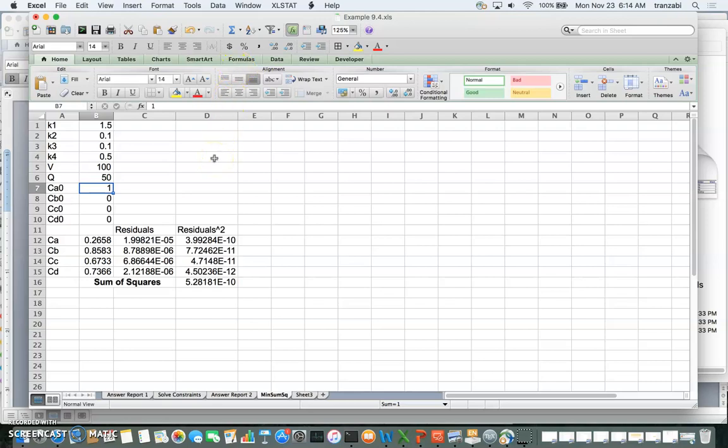So we need to write the objective function as well as the constraints. In the next video, I'll show you how to write the objective function as well as the constraints, and how we can use solver. So stay tuned for the next section on solving example 9.4 of the textbook.